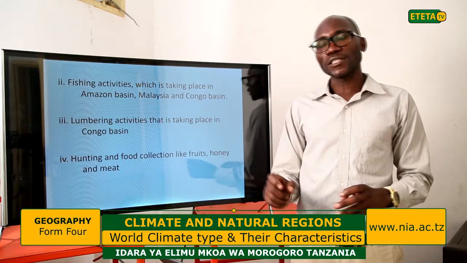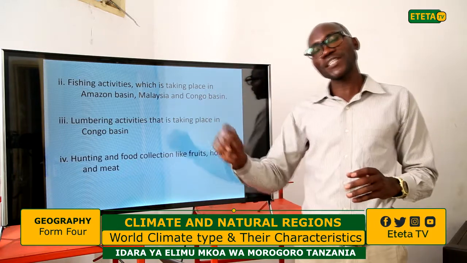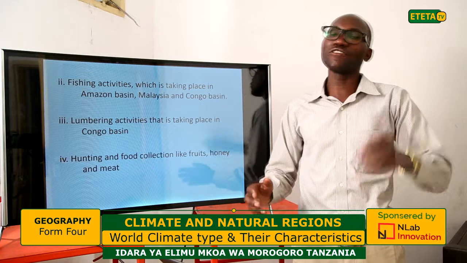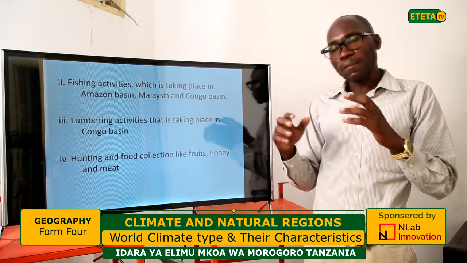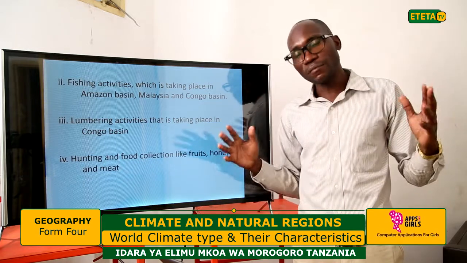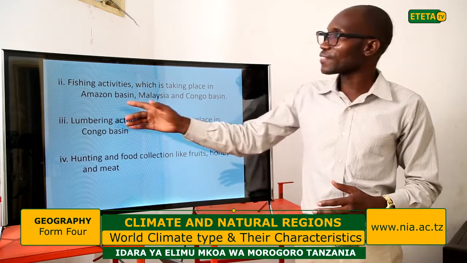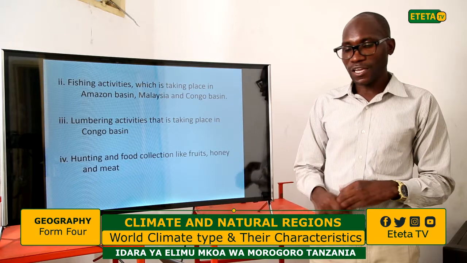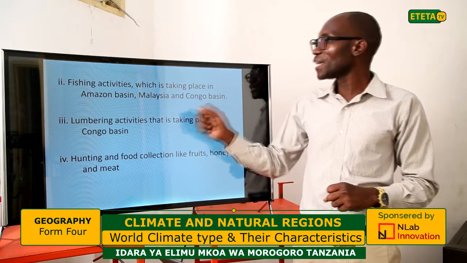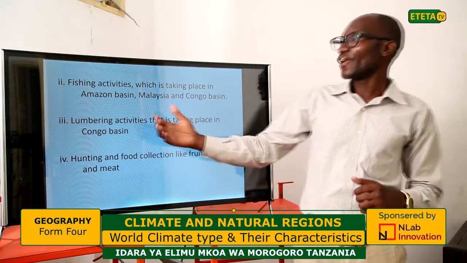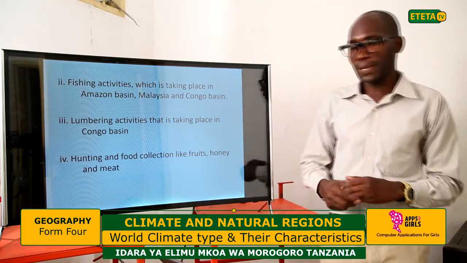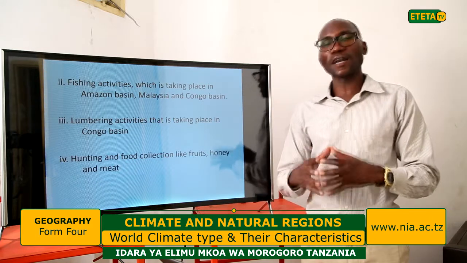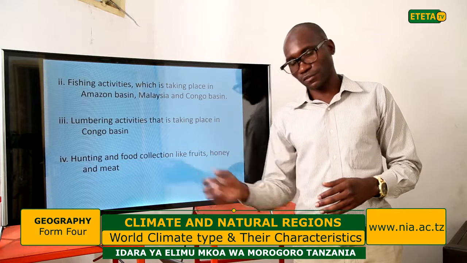Another is fishing. As we have seen, in the equatorial region you have a lot of rainfall, and even the number of rivers is very huge. So we can say that another activity is fishing. Fishing is mostly based in the Congo Basin and even the Amazon Basin. All of these areas conduct fishing activities.